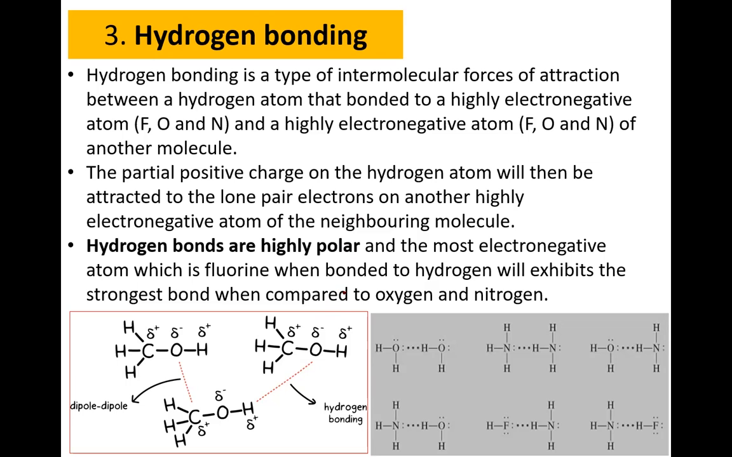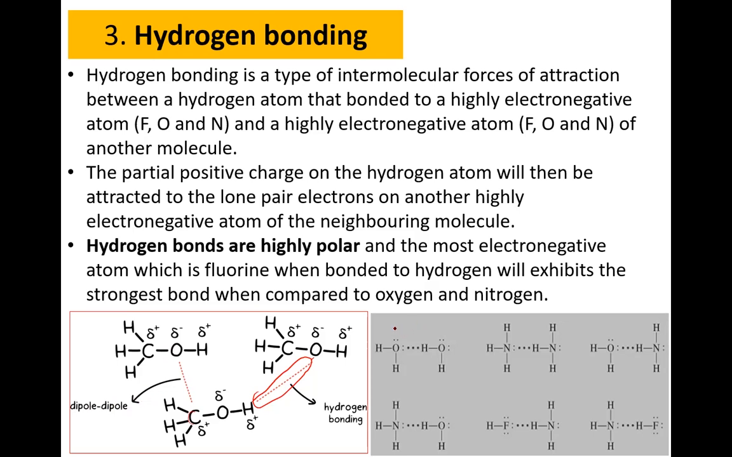So hydrogen bonding with fluorine is stronger compared to when hydrogen bonds to oxygen and nitrogen. This is because the electronegativity of fluorine is higher compared to oxygen and nitrogen. This is an example of hydrogen bonding. The interaction between oxygen and hydrogen here we call hydrogen bonding, but the interaction between carbon and oxygen is a dipole-dipole interaction.